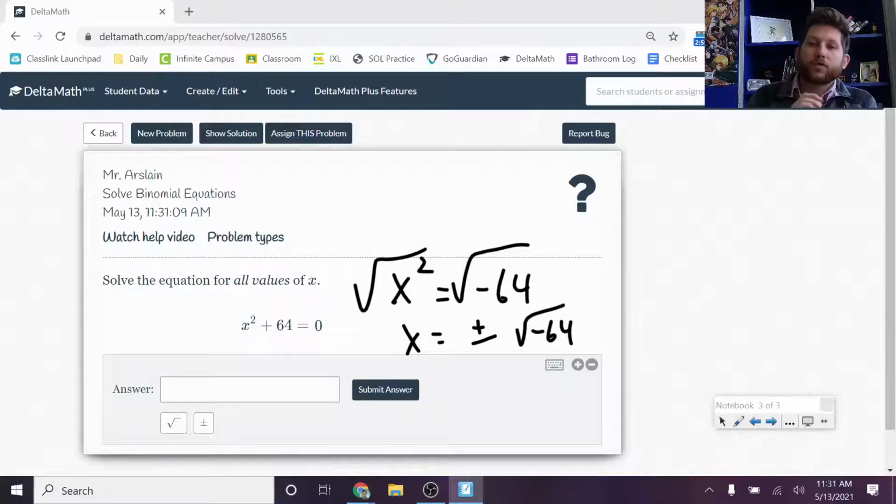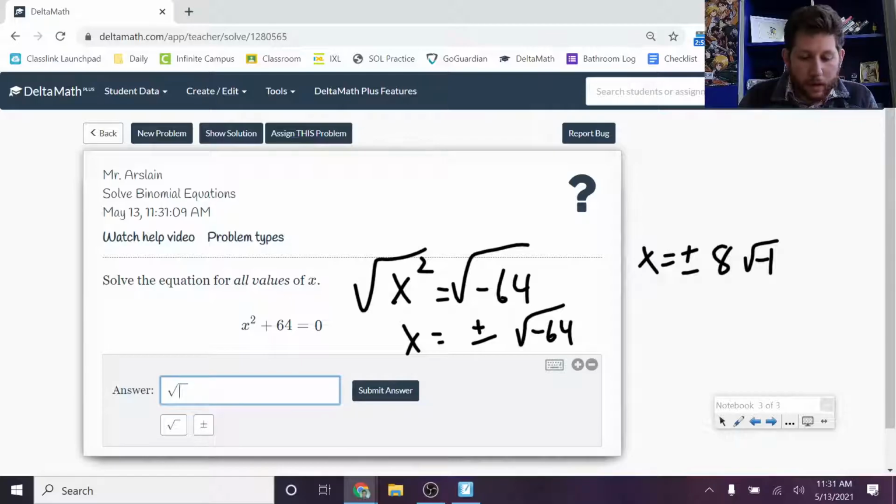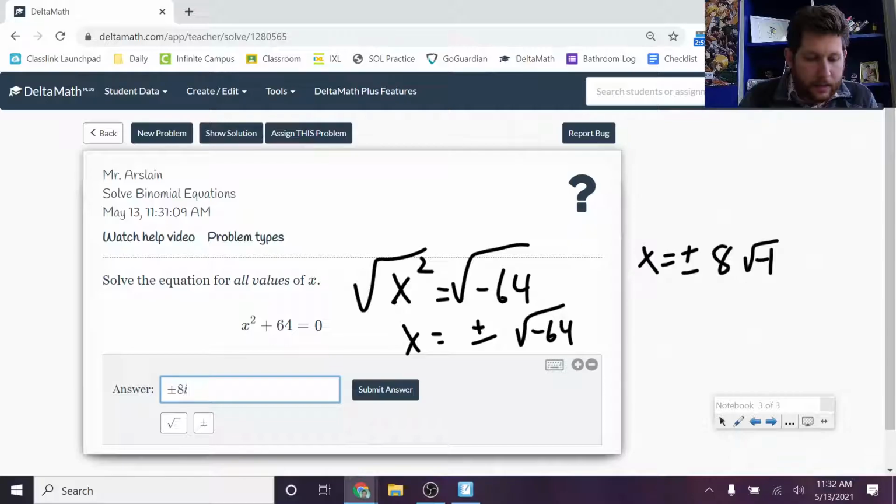All right, now here's where we run into a problem. I know the square root of 64 is 8, right? So I could write this as x is equal to plus or minus 8 times the square root of negative 1. But I've still got that square root of negative 1. That's still an issue. Remember, the square root of negative 1 is what we call i, for imaginary numbers. And so how I would write this as a solution is I would go, okay, I don't need the square root. I would do plus or minus 8i.